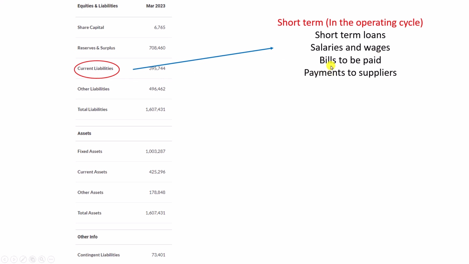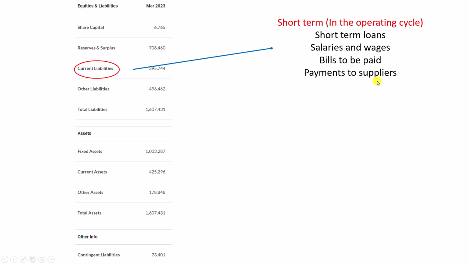The bills which are yet to be paid, for example, electricity bill, let us say, or garbage disposal bill, or water bill, or any fuel bill which are to be paid, come under the category of current liabilities. Pending payments to the suppliers fall under the category of current liabilities.